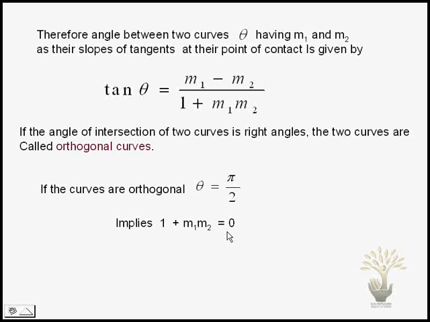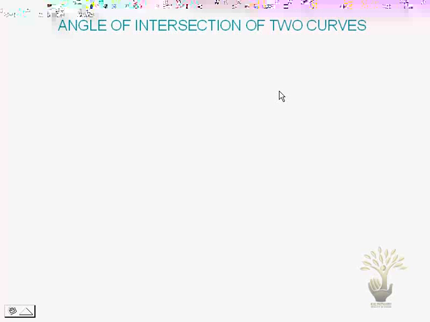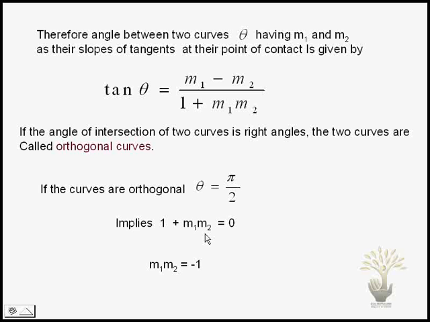If the curves are orthogonal, the angle between them is 90 degrees, that is theta is equal to pi by 2, which implies 1 plus M1 M2 is equal to 0, because when theta is pi by 2, tan pi by 2 is infinity, so obviously the denominator should become 0. So 1 plus M1 M2 is equal to 0, which implies M1 M2 is equal to minus 1, which is the condition for the two lines to be perpendicular.